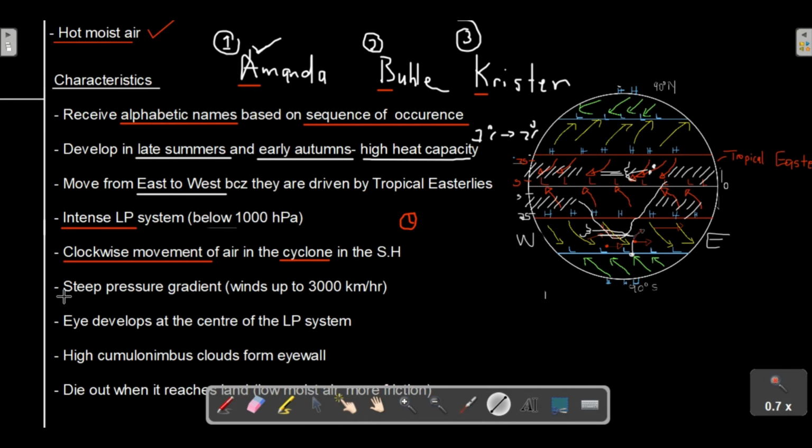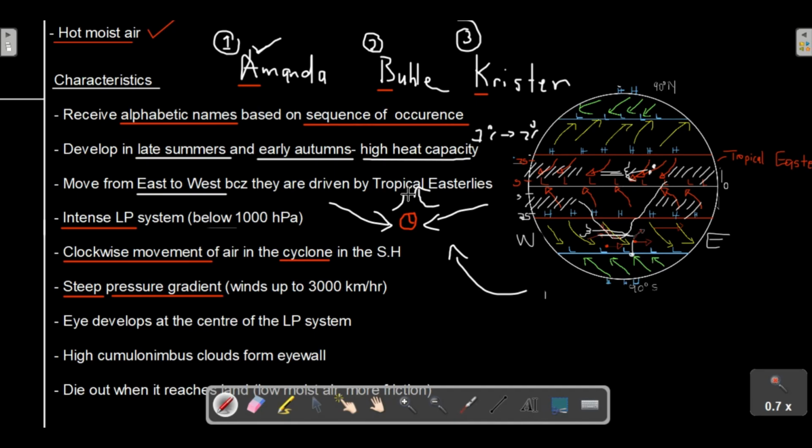And then it's also associated with a steep pressure gradient. Okay, so we mean that these winds are being drawn in towards this low pressure at a high speed. Okay, and they are moving rapidly, rising up rapidly.